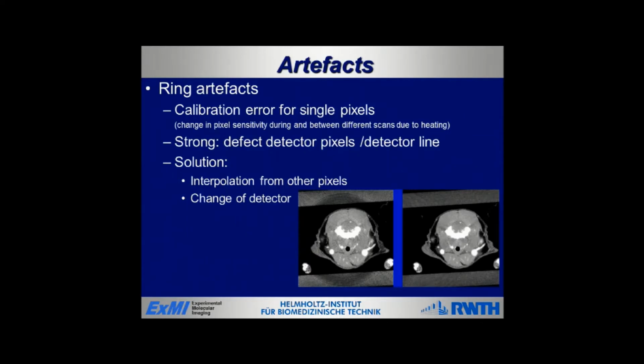The second type of artifacts that you should know are ring artifacts. You see them here, some kind of ring. You can detect it. You can also see it in the middle of the object. These ring artifacts result from calibration errors for single pixels. This can be caused by a change of pixel sensitivity during or between different scans, for example, due to heating up of the detector. If they are very strong, they can also result from defect detector pixels or even defect detector lines. And what you can do to solve these problems is, if they are based on defect pixels, you can interpolate from other pixels, or in the worst case, if they are very strong, you have to change the detector.